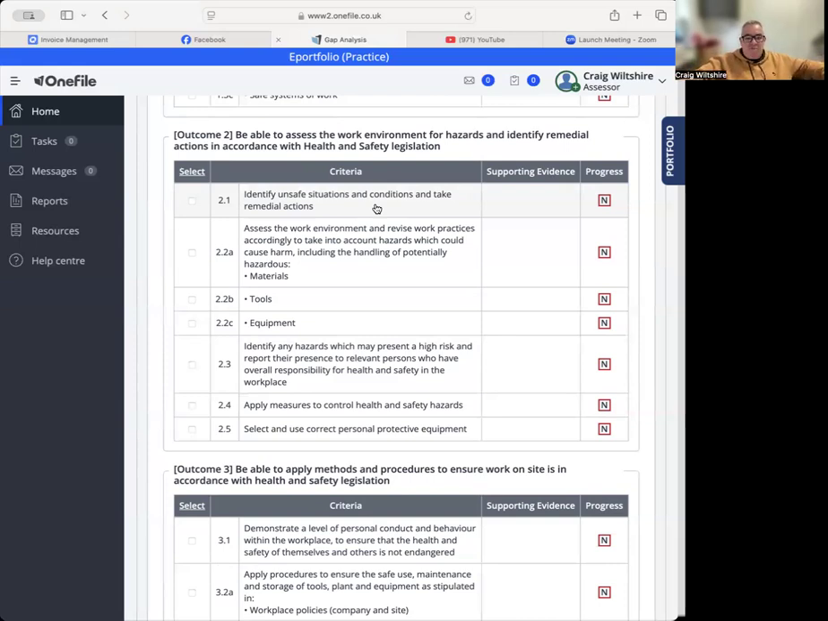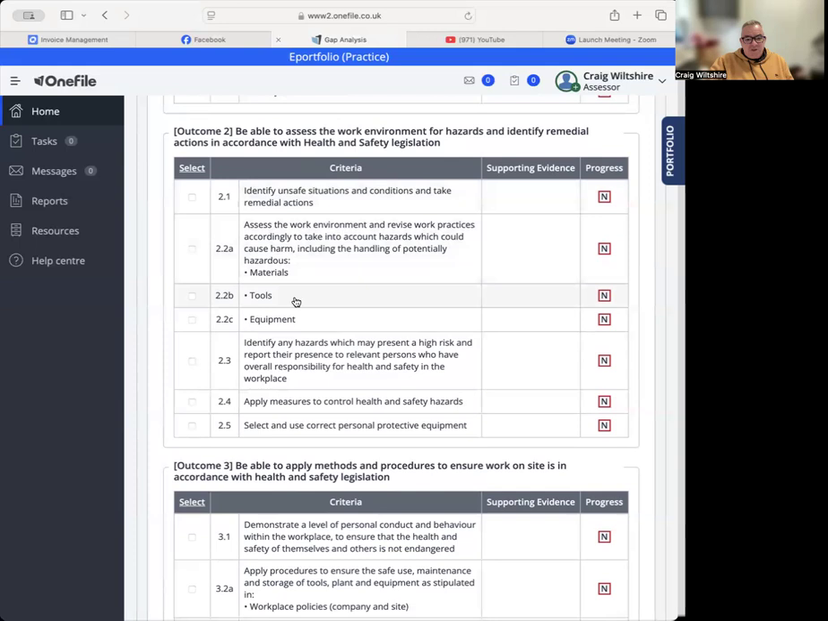So you're going to put a covering on the floor, or pick up the cable, or move the bin out of the way of the stairs, or whatever. It's just an example of a hazard. Assess the working environment and revise work practices accordingly to take into account hazards which could cause harm, including the handling of materials, tools, and equipment.